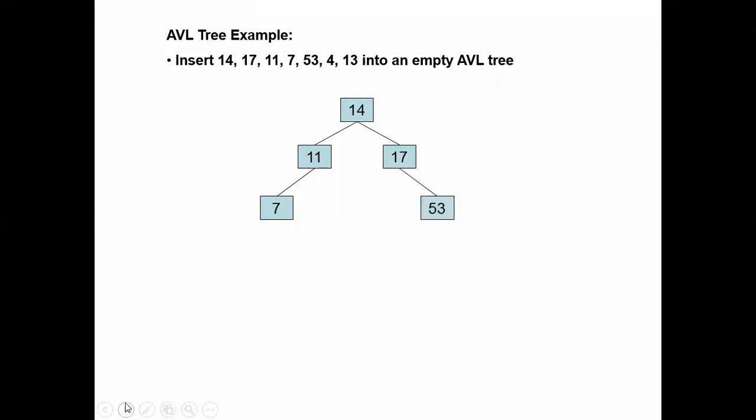Now 53. Again, check the balance factor of 14. The height is 2 minus 2, so the balance factor of 14 is 0. The balance factor of 11 is 1 minus 0, because 11 doesn't have a right child, so it is 1. What about 17? 0 minus 1, that is minus 1. What about 53? It is 0, a leaf node. For 7, the height of the left subtree minus the height of the right subtree equals 0. So the tree is an AVL tree. There is no imbalance there. Now we insert the next node.